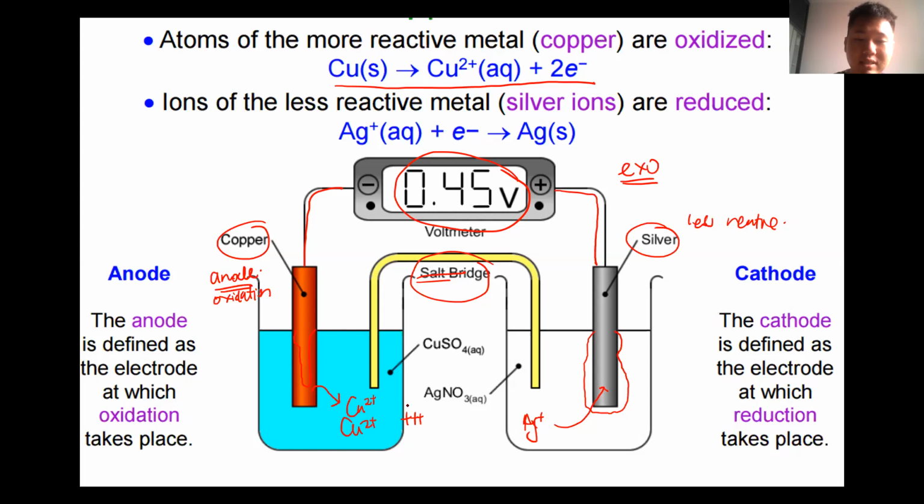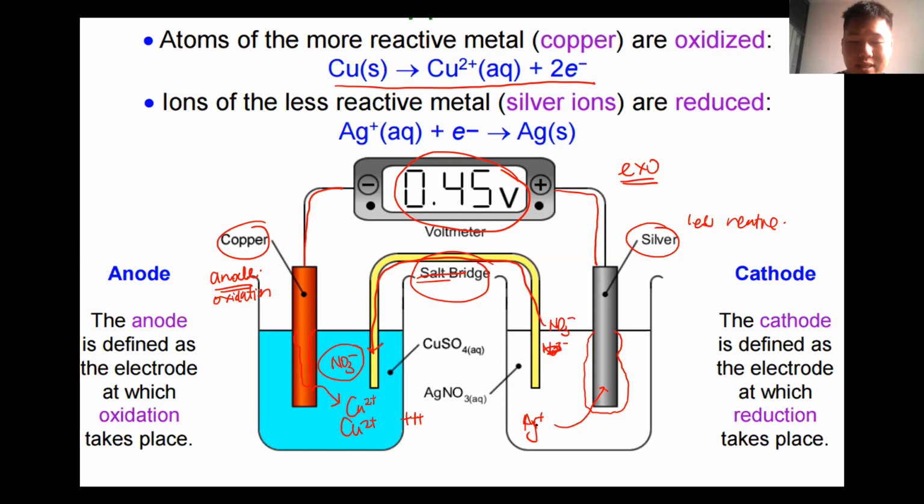This cannot happen because of the conservation of charge. So what happens is that the anions over here, the NO3-, will move up the salt bridge and enter this solution right here. So this is what happens, and there will be a balance of charge. The NO3- anion will be here to neutralize the positive Cu2+ ions.